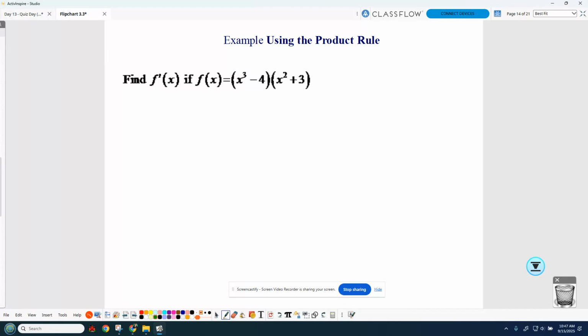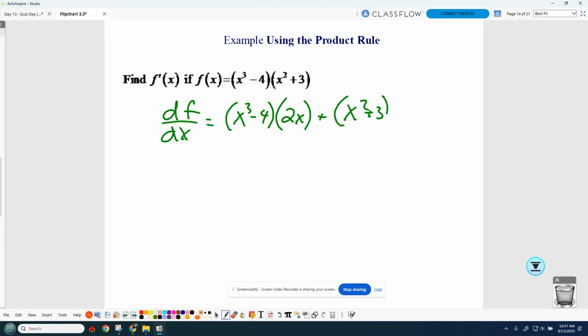What do you get? I think you get 5x to the 4th. Can you tell me one piece at a time, like how did you start? Oh yeah, sure. So I left the first one, just like that, and then the derivative of the second one is 2x plus the x squared plus 3, and then 3x squared, yeah.